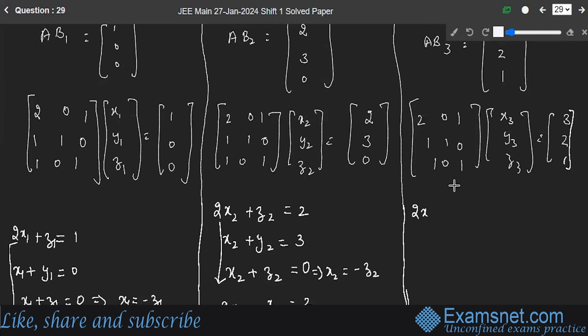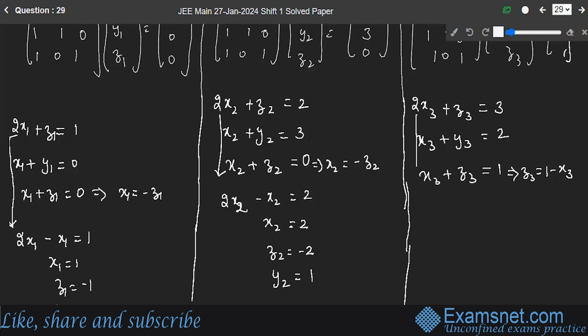You have 2x3 plus z3 is equal to 3. And x3 plus z3 is equal to 1. So you have z3 as 1 minus x3. This equation now will be 2x3 minus 1 plus 1 minus x3 is equal to 3, or you have x3 is equal to 2.